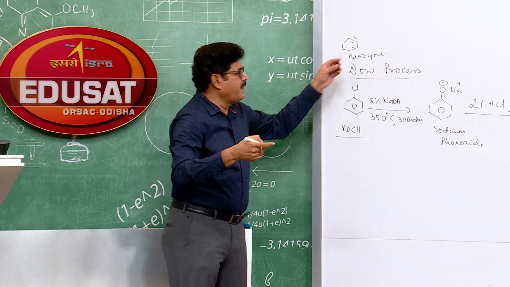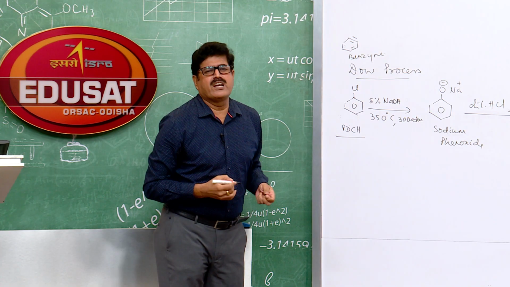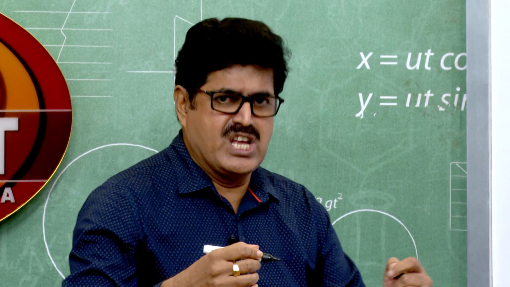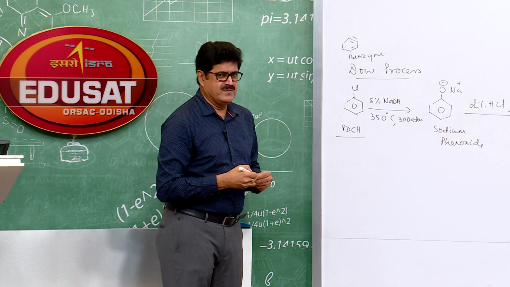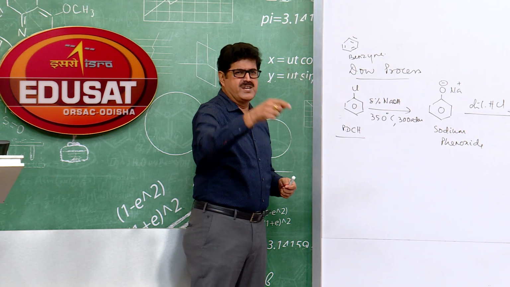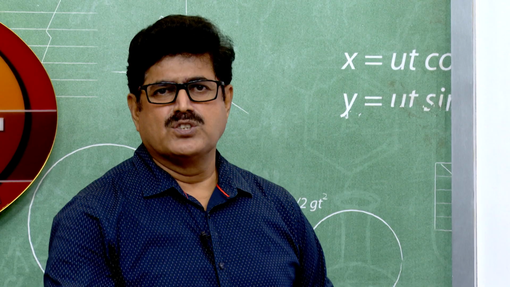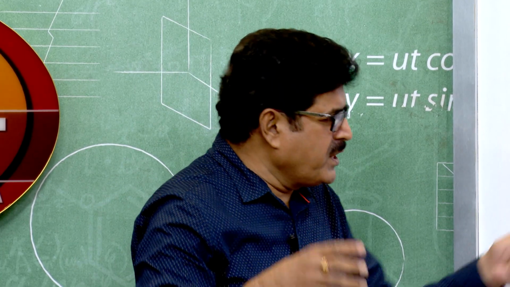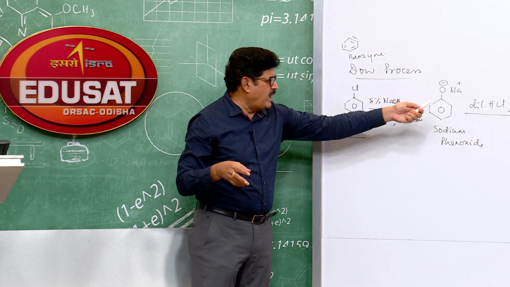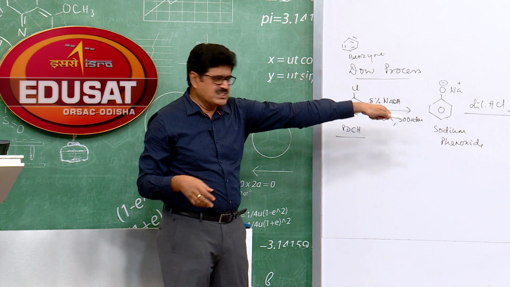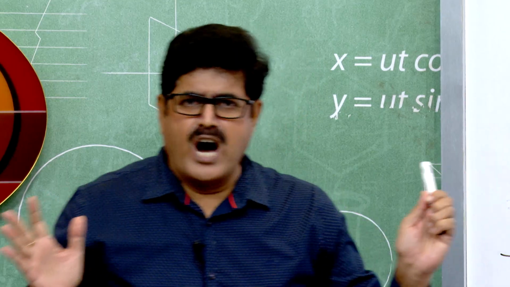Elimination of HCl to give benzyne, then addition of nucleophile OH minus ion. That is the elimination addition mechanism. The second mechanism is the addition elimination mechanism. What is this? Addition of nucleophile OH minus ion followed by elimination of leaving group Cl minus ion. But phenol is believed to be formed by the elimination addition mechanism, that is through benzyne. Okay. So this is Dow process.